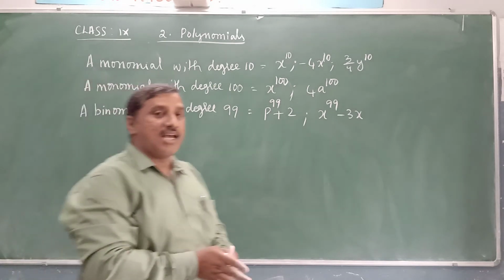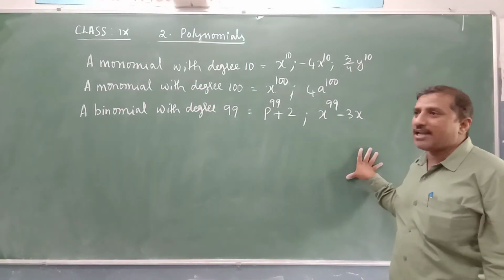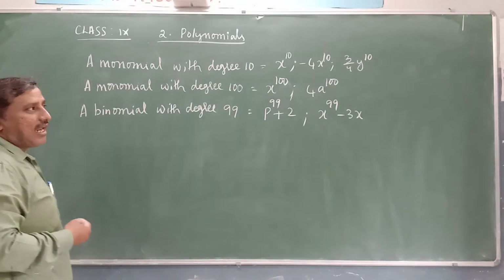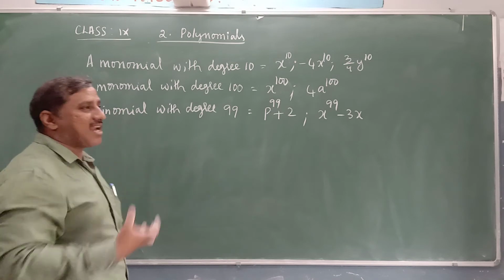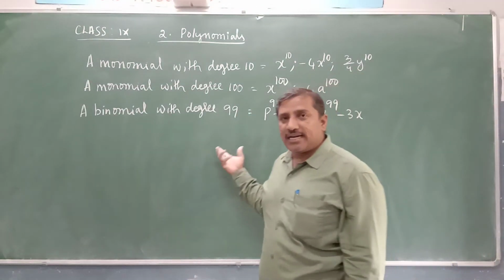How do we write it? Write a binomial and keep the degree as 99. We can write a binomial with degree 99 like this. Like this, we can also write a trinomial with a different degree, one more example.